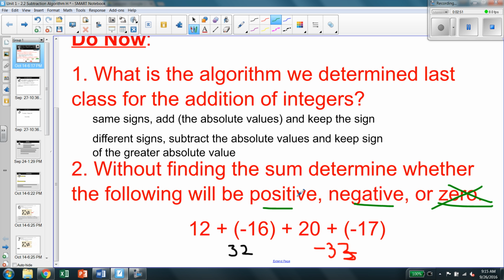Can we have a positive sum? Well, if that was the case, we'd have to have more positives than negatives. We only have 32 positives and there are 33 negatives, so it can't be positive. Therefore, it must be negative because there are more negatives than positives. How many more? One more negative. So if we were to simplify this further, we would find that the value of the expression is negative 1. But you didn't have to do that.